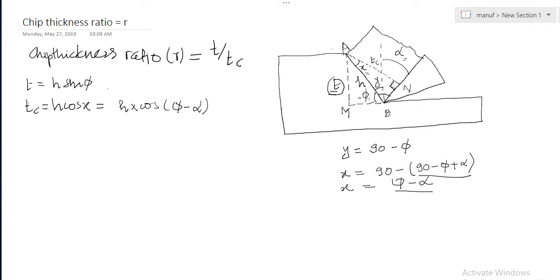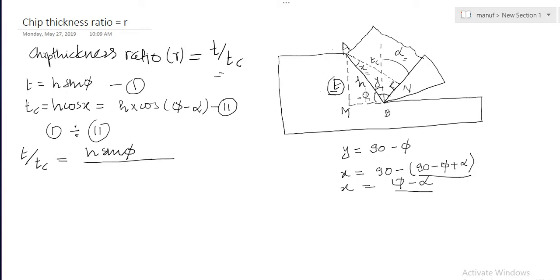Now let us call this equation 1 and this equation 2. I can divide equation 1 by equation 2 so that I get t by tc. So t by tc equals h sin phi divided by h cos of phi minus alpha. This h cancels with this h, so we get sin phi upon cos of phi minus alpha.